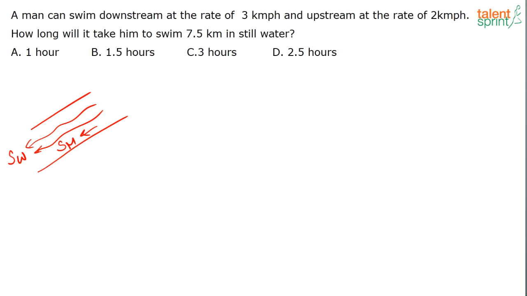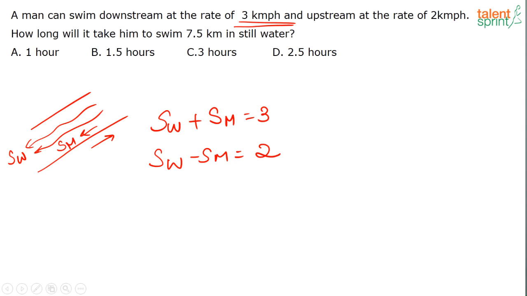So the speed of the man. He is traveling at a rate of 3 kilometers per hour downstream, and upstream at a rate of 2 kilometers per hour. So what does this 3 kilometer represent? This is his net speed, correct? If I assume that the speed of the water is SW and the speed of the man is SM, then downstream means both of them are traveling in the same direction, so he will actually go faster. So the net speed is SW plus SM and this is equal to 3. Similarly, if he is going upstream, he has to go against the water current, so his net speed will reduce. So SW minus SM, this is equal to 2.